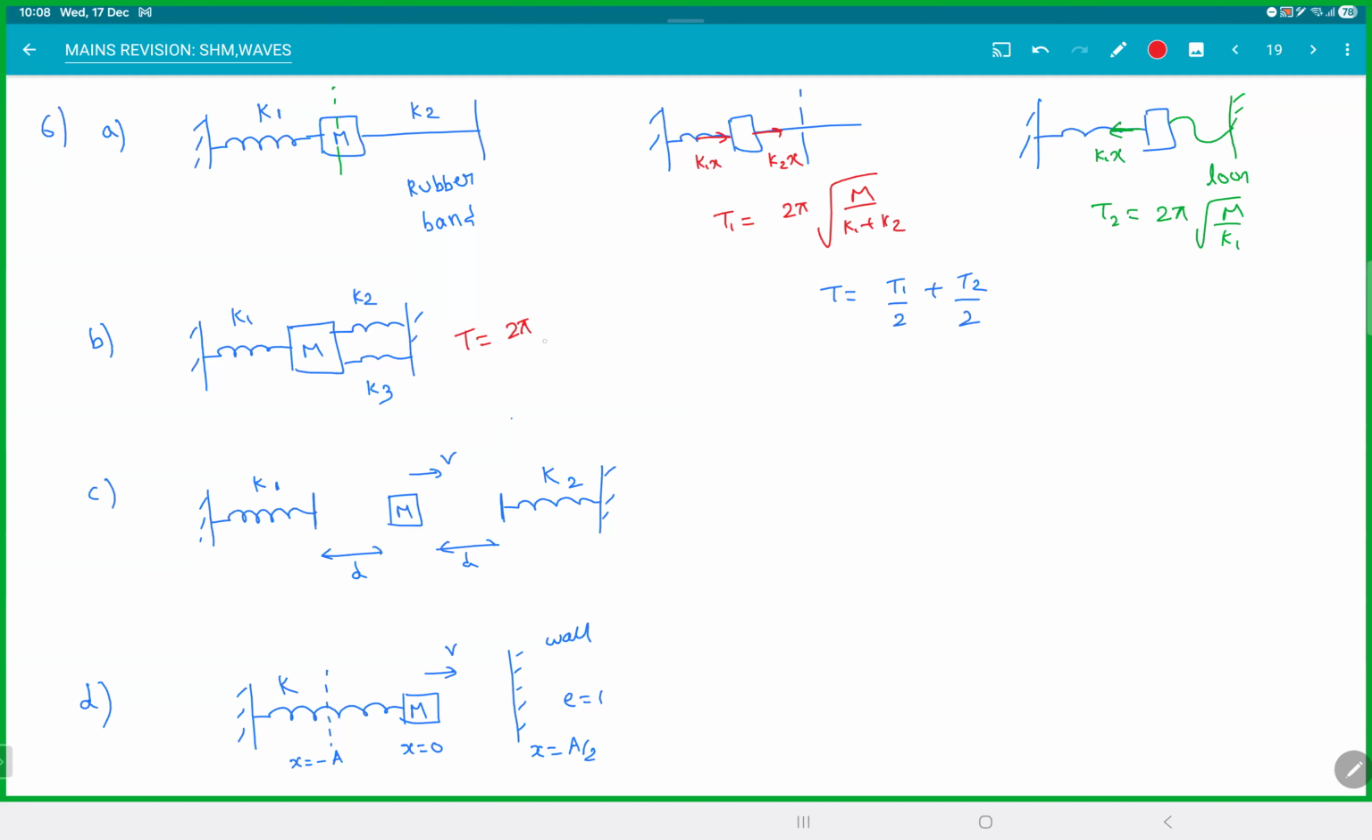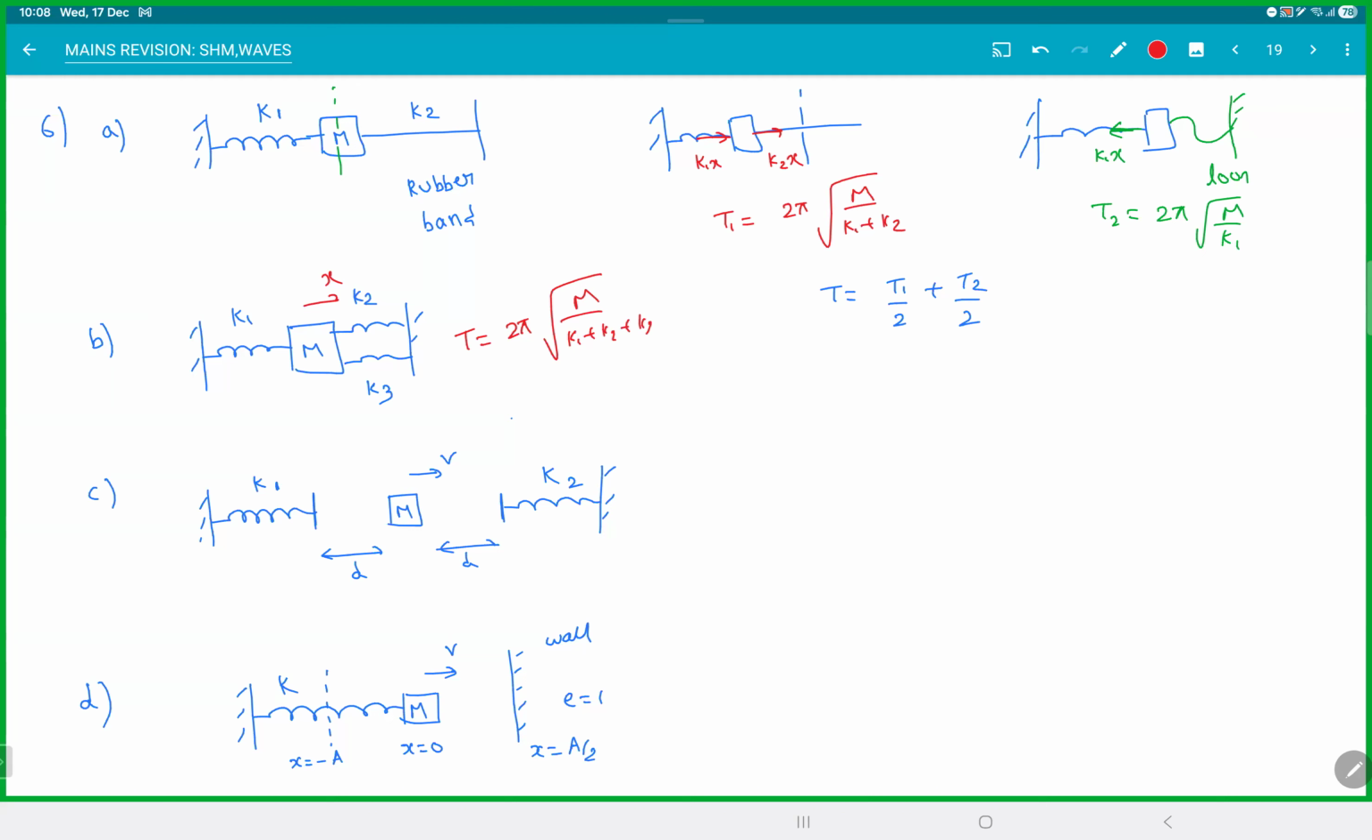So parallel: 2π√(m/(k1+k2+k3)). How do you know they're in parallel? When I displace this by x, all have the same compression and elongation. If the springs have the same compression or elongation, they're in parallel. If they have the same spring force, then they're in series. When I push by x, do they have the same force? No. They have k1x, k2x, k3x. Forces are different, but they have the same compression or elongation.